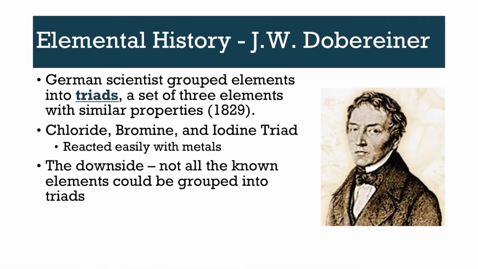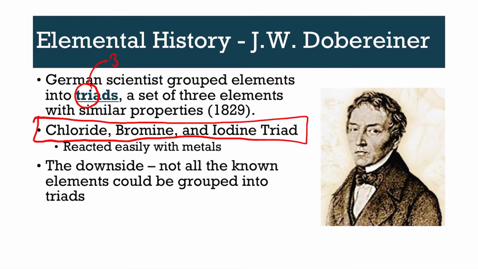Okay, so if we're going to look at this, it'd be time travel all the way back to 1829. This guy right here, J.W. Dobereiner, was studying elements. What he did was organize elements into groups of three. If we look at the word triad, tri means three. So he's organizing these elements in groups of three based on their similar properties. Oh, these three elements act similarly, let's group them together. One of his most famous ones was chlorine, bromine, and iodine.